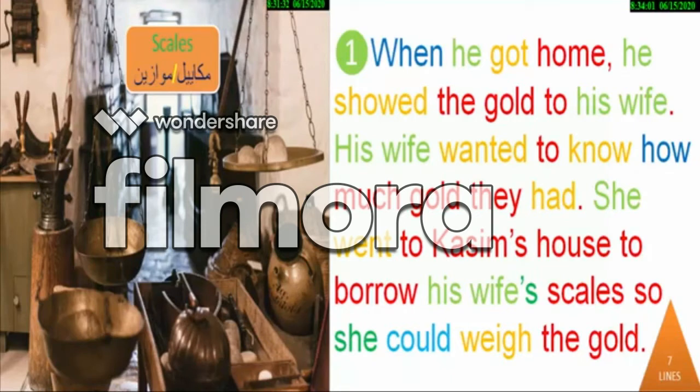His wife wanted to know how much gold they had. وفضول زوجته دفعها إلى أن تعرف عدد أو كمية الذهب التي يمتلكونها الآن. She went وذهبت verb to go in the past went regular. She went to قاسم's house فذهبت إلى منزل القاسم.